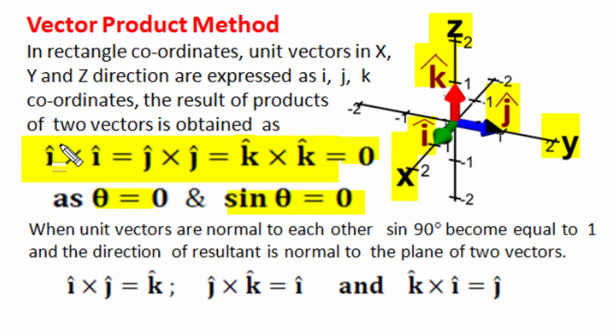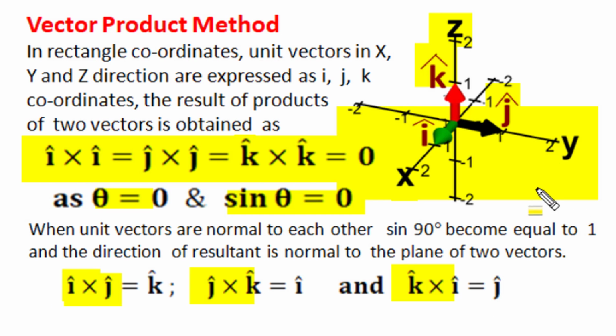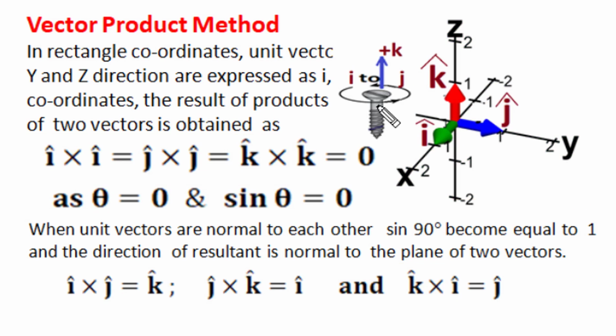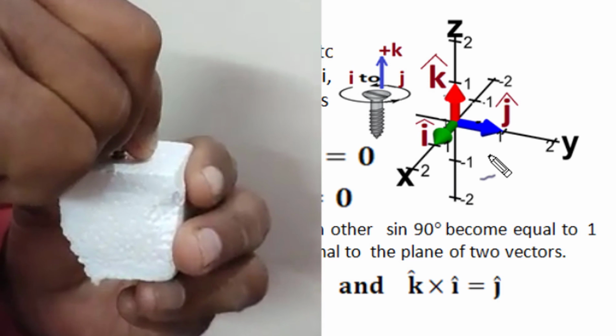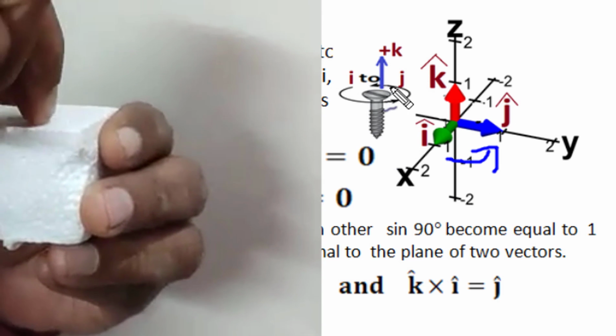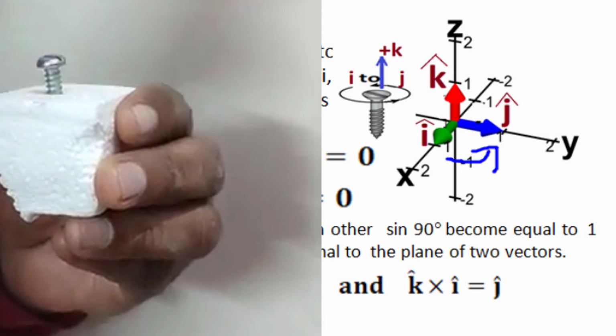So for all cross products of similar unit vectors, the result is 0. When two unit vectors are mutually perpendicular, as i and j, or j and k, or k and i, then theta becomes 90 degrees and sin theta becomes maximum, equal to 1, and the magnitude of this cross product is 1 unit and its direction is perpendicular to the plane of i and j. This z direction is perpendicular to the xy plane, and when we rotate a right hand screw in a cork from the first unit vector i to j direction, the progress of the screw represents plus k direction for this vector product.